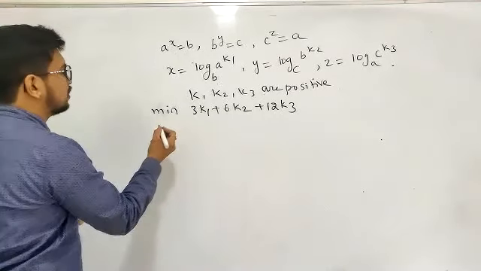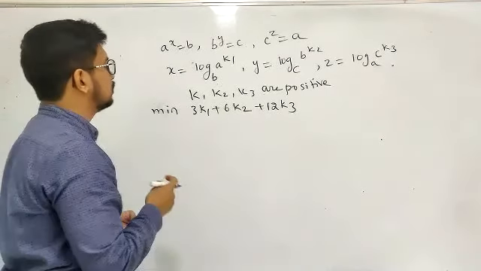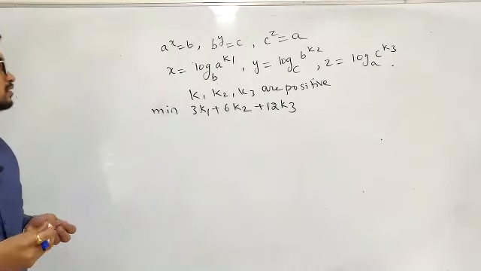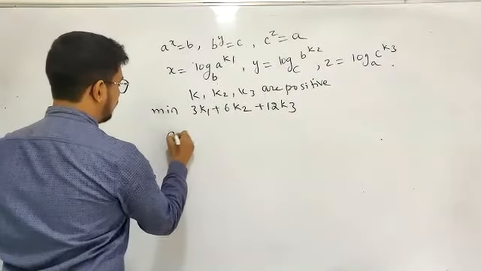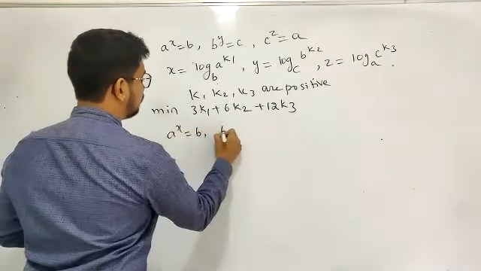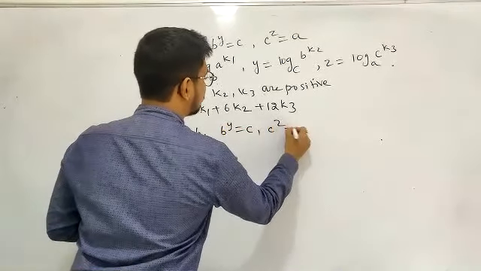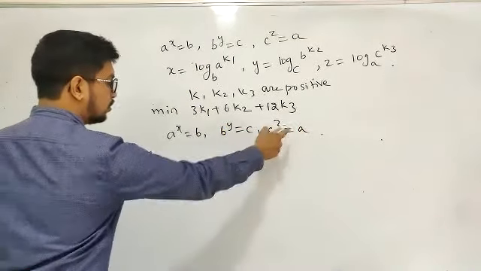Simple idea is this part. You observe. So what do you observe from this? The idea is this part. A power x is equal to b, b power y is equal to c, and c power z is equal to a. This was given. So you can observe here.